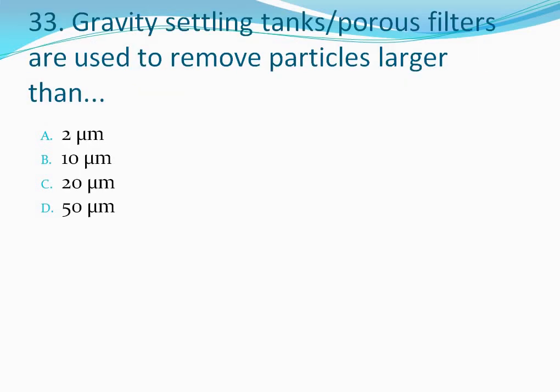Question number 33. Gravity settling tanks or porous filters are used to remove particles larger than, your options are option A, 2 μ, option B, 10 μ, option C, 20 μ, option D, 50 μ. Gravity settling tanks, porous filters are used to remove particles larger than 50 μ. Let's move to the next question.